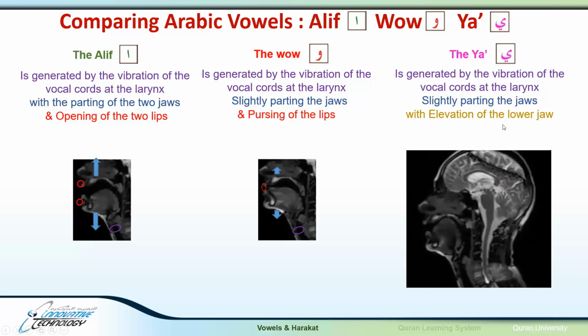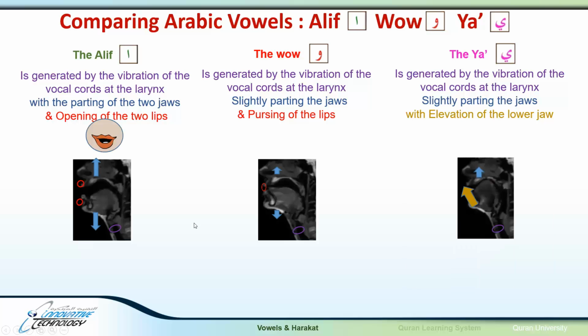E. You see, the lower jaw is a bit raised and the lips are not as pursed as in the waw and are not as open as in the a. So with a, the lips and the mouth are open. With oo, the lips are pursed, while in e, the lower jaw is elevated.